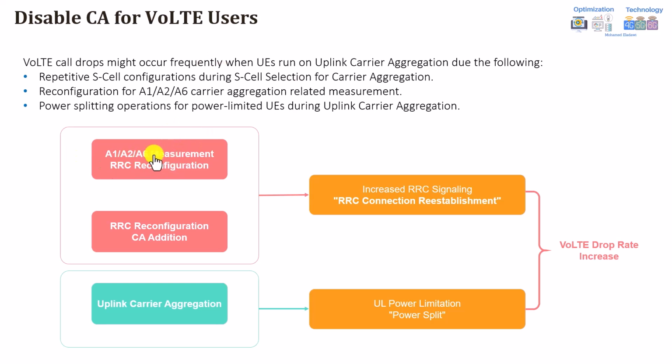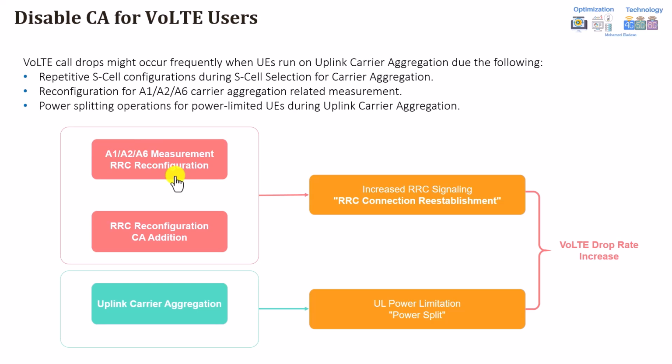Those need to be delivered by the eNodeB. So if you have more carriers, you require more RRC configuration. This repetitive RRC configuration might sometimes lead into RRC reestablishment if the user is in poor radio condition and didn't receive the RRC configuration message.